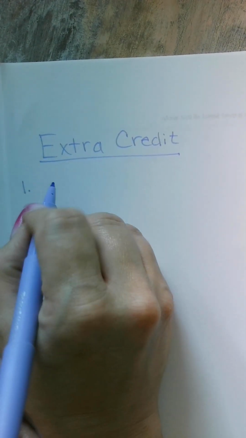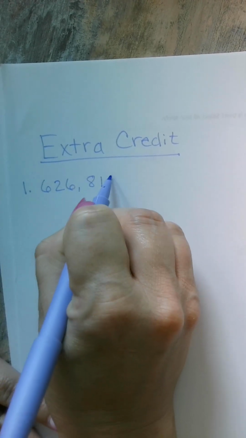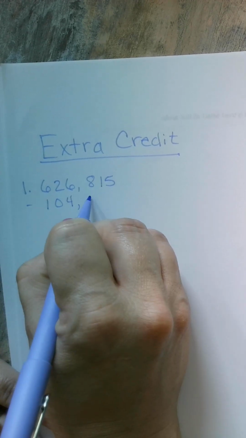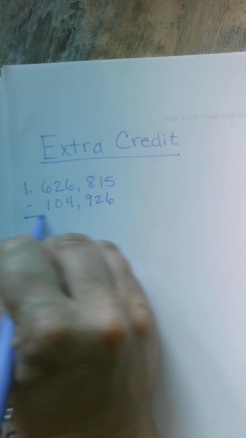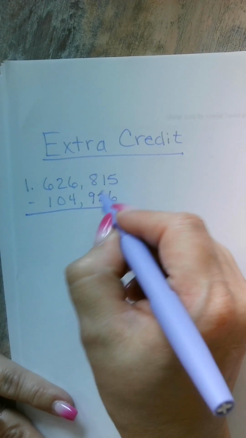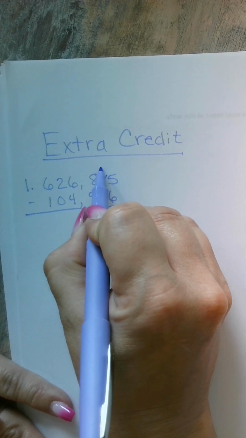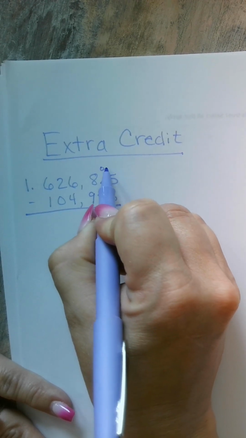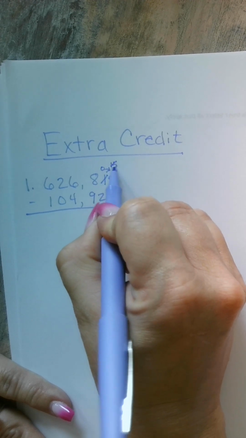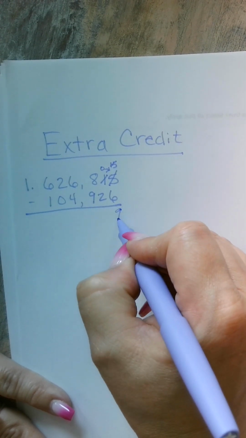So the first we're going to do, all right. 5 minus 6 we cannot do, so we're going to have to borrow from this place, turn that into a 0. That's going to give 10 over here to our ones place. 10 and 5 is 15. 15 minus 6 is going to give us 9.